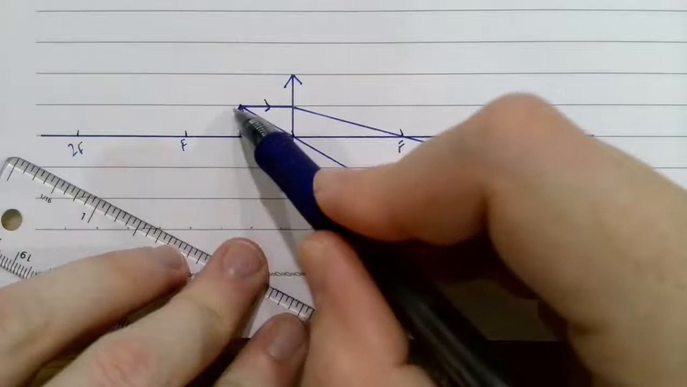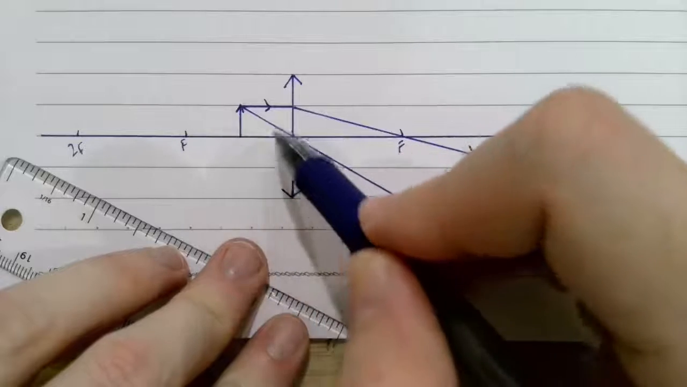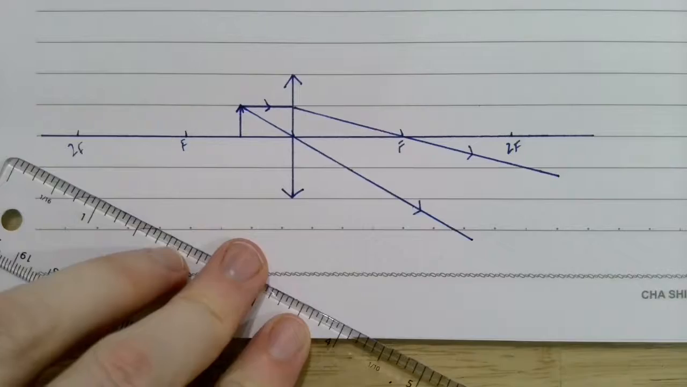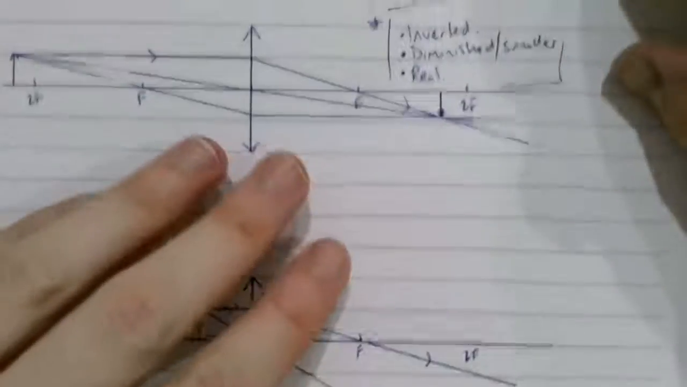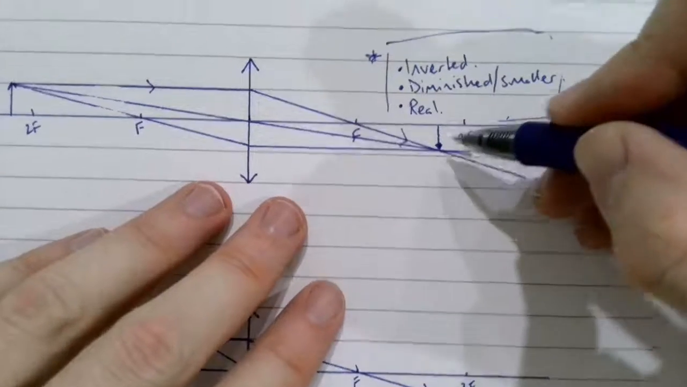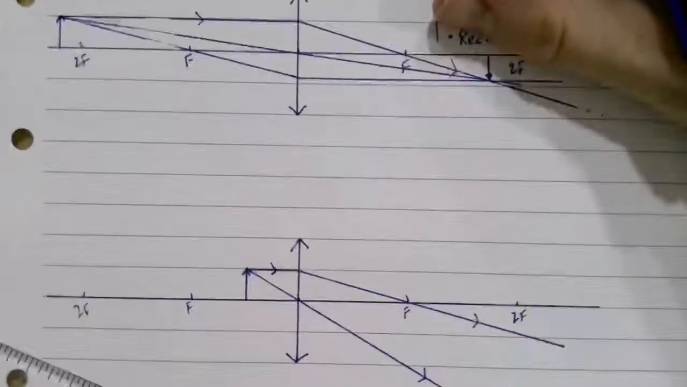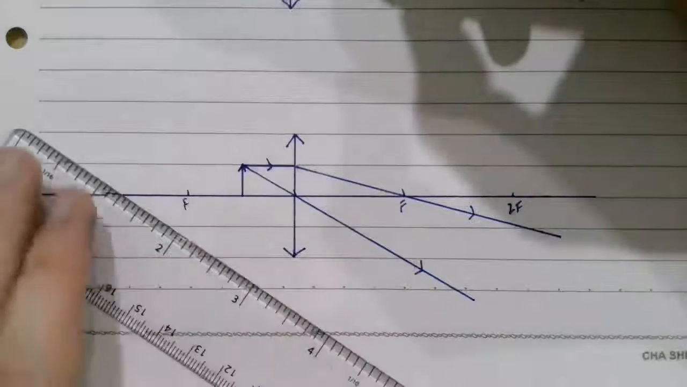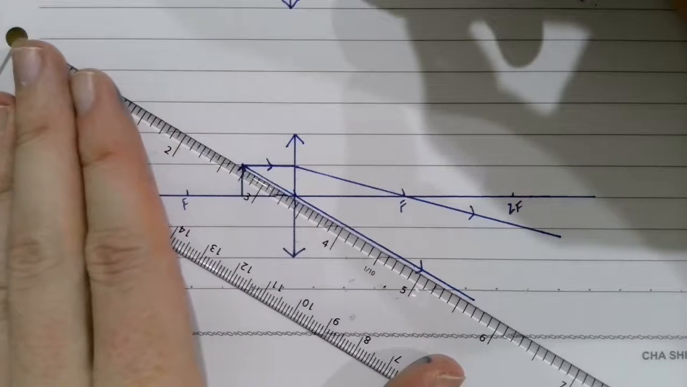Okay, so in this case, we're not going to even bother drawing that line, because it's not a line, it's not a ray that's going to go through the lens. So we just ignore it. So we said in both of these previous situations that the image is always formed where the rays converge. Here and here. So what we can do now is extrapolate these lines back.